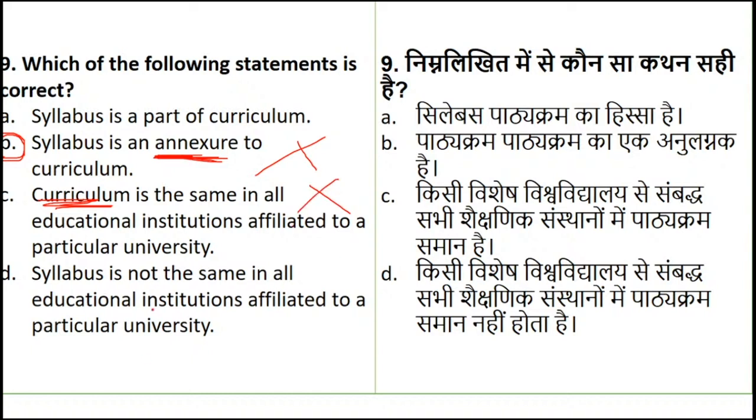Syllabus is not the same in all the educational institutions affiliated to a particular university. Wrong. In Mumbai University, the syllabus is the same. Just take an example, Nagpur University, Delhi University. So related to a particular university, the syllabus is the same. So this is again the wrong option. Anyway, the right option comes as A. Syllabus is a part of curriculum. Curriculum is wider, and a part of that is called the syllabus. So option number A is the right answer.